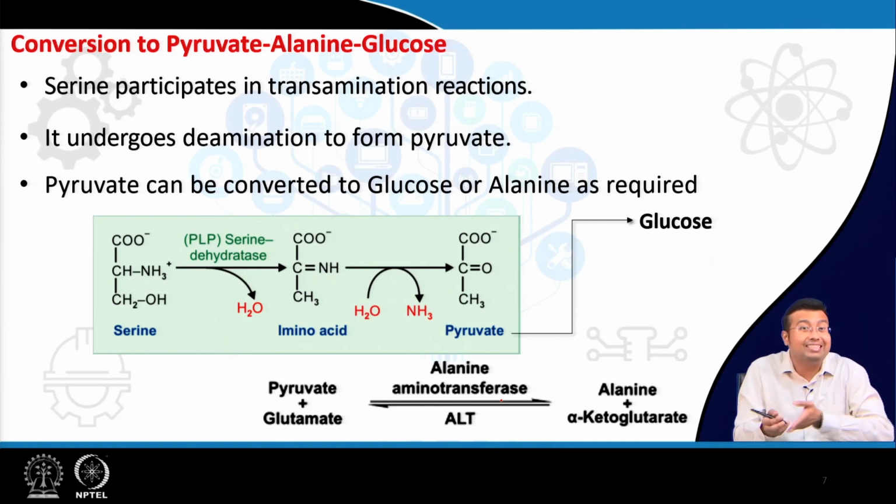The glucogenic fate of glycine is covered through serine. So, glycine was being converted to serine by the enzyme serine hydroxymethyl transferase, SHMT. The same figure has been quoted here.